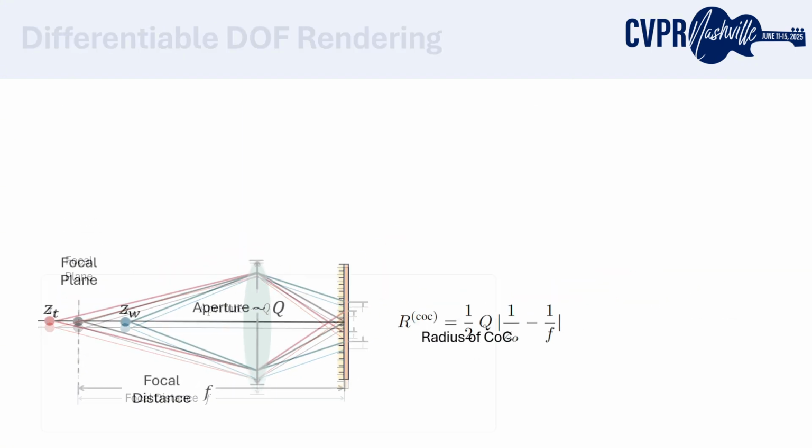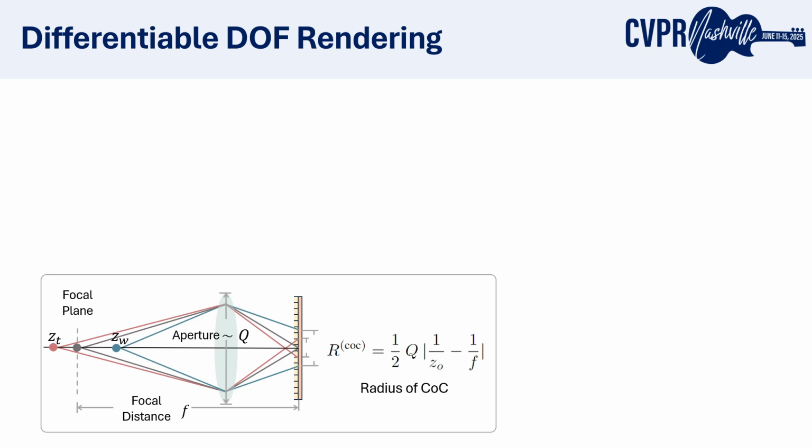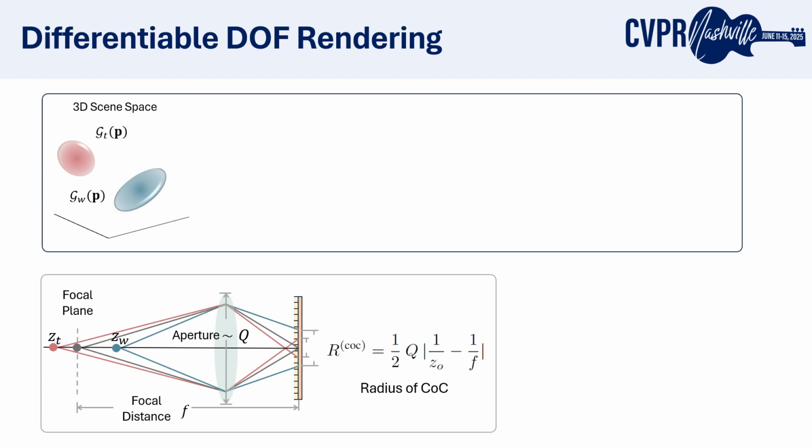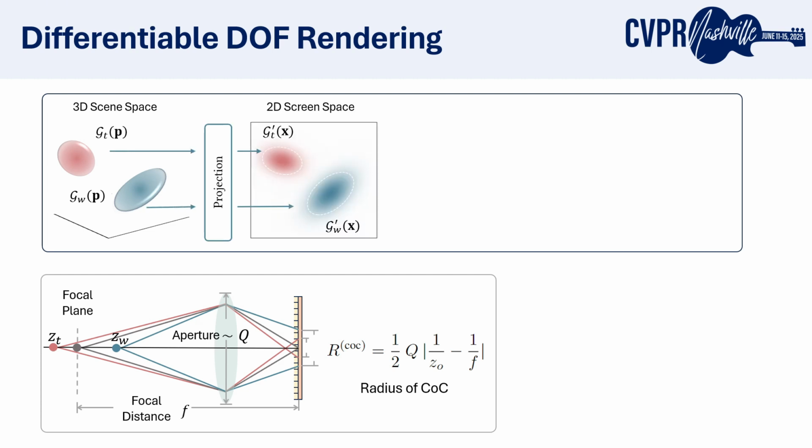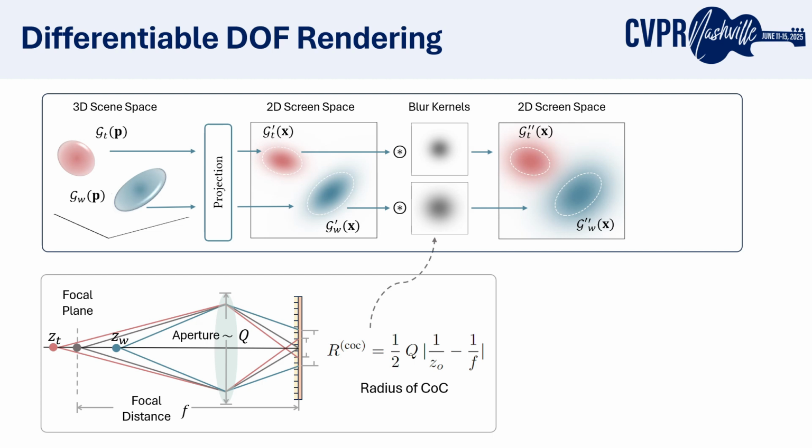Now let's look at the differentiable DOF rendering process. As in 3D-GS, 3D Gaussians are projected onto the image plane to form 2D Gaussians. Using the thin lens model, we compute COC radius to build blur kernels for each 2D Gaussian. The 2D Gaussians are then convolved with their corresponding blur kernels, resulting in blurred Gaussians. Finally, the image is rendered by compositing the blurred Gaussians.